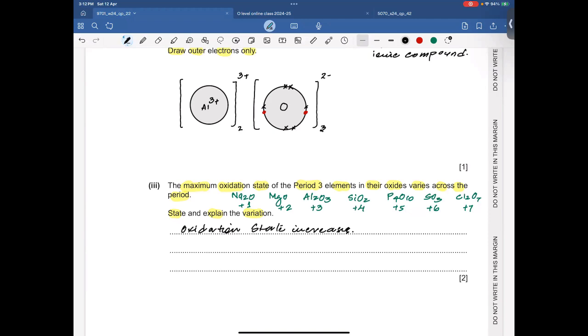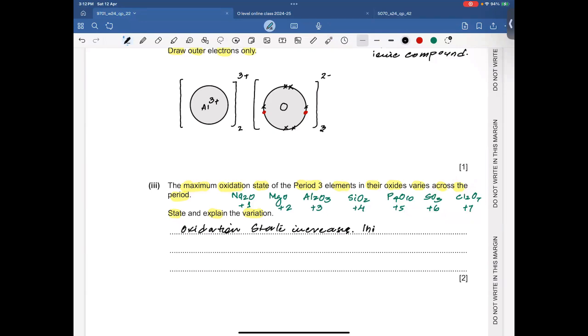और ऑक्सीडेशन स्टेट इसलिए इंक्रीज हो रही है बिकॉज नंबर ऑफ वैलेंस इलेक्ट्रॉन्स आल्सो इंक्रीजेस. Sodium has 1 valence electron so it shows +1. Magnesium has 2 valence electrons so it shows +2. Aluminum has 3 valence electrons, shows +3. Silicon has 4 valence electrons, +4. Phosphorus के वैलेंस शेल में 5 इलेक्ट्रॉन्स हैं इसलिए +5. सल्फर के वैलेंस इलेक्ट्रॉन्स +6 होते हैं तो +6. Chlorine has 7 valence electrons so it shows +7.